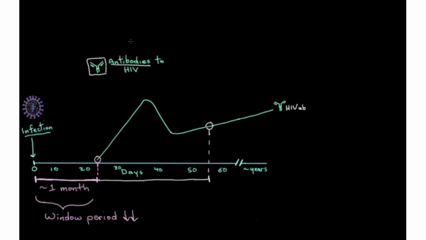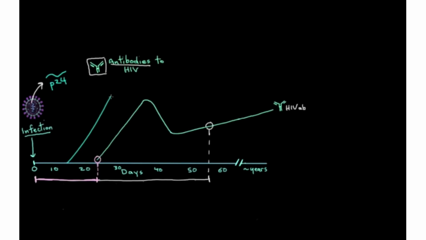But there's actually this other test that's often done at the same time as these antibody tests. And this test is one that looks for an HIV-specific protein called P24. So there's this protein inside the virus called P24, and you can see its concentrations do rise and fall fairly quickly here. Right now I'm drawing out the blood levels that we typically see of P24.